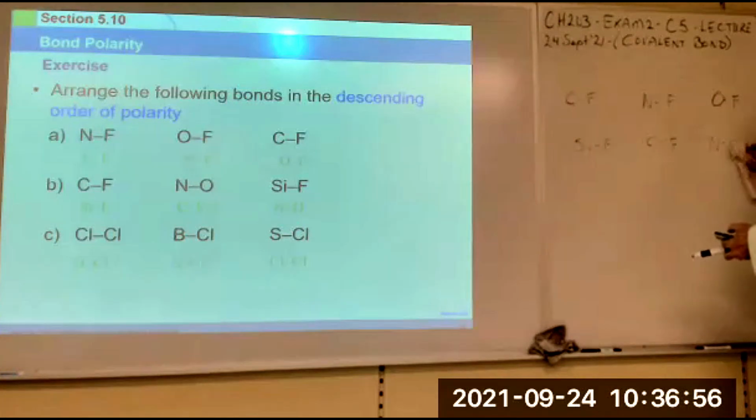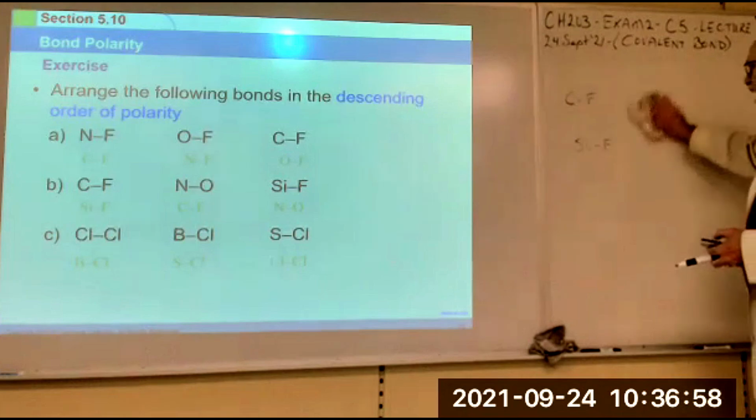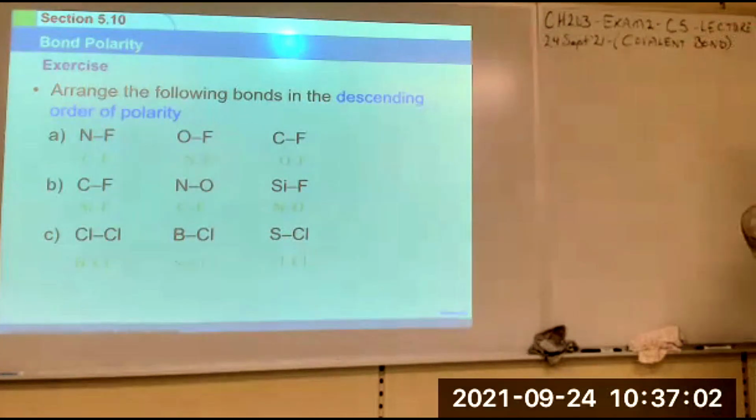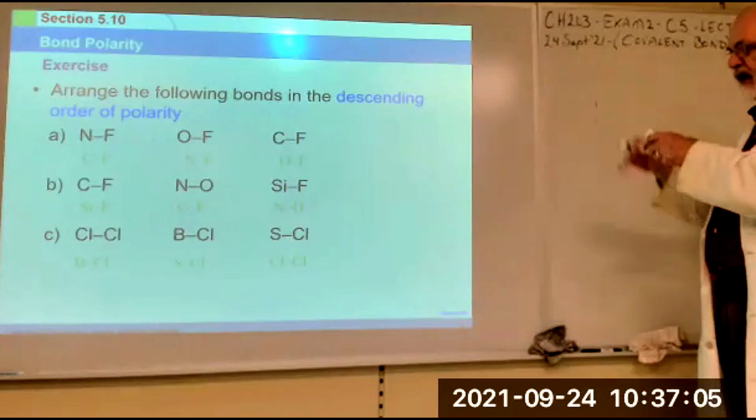That's not even semi-quantitative, that's a qualitative assessment of polarity by comparison.